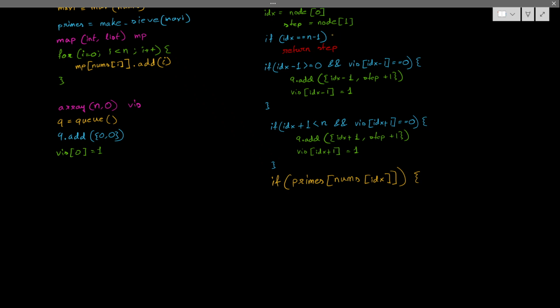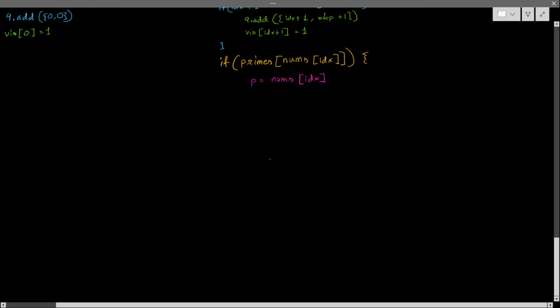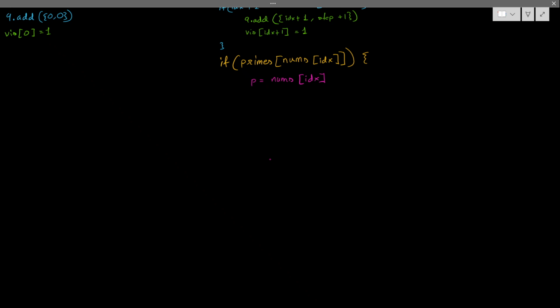I'm right now assigning the value as prime. Let's say p equals nums of idx, because I'll have to use this p many times, so that's why I'm shortening this. So p. If it is a prime number, what do you have to do? I told you, if it is a prime number, I have to check its multiples. I have to start with the multiple and check whether the multiple is present or not. If it is present, then I have to go to each and every multiple.